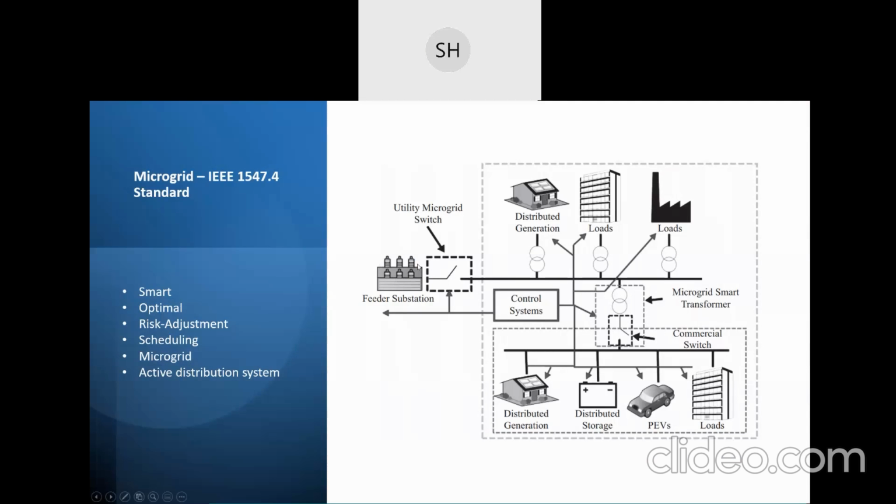Okay. So you can see a feeder substation here and a distribution system which is active. Active in the sense we have distributed generation here, then plug-in electric vehicles are there, then distributed storage is there, then apartment loads are there, residential loads are there, many other loads are there. So basically we have a subsystem also.